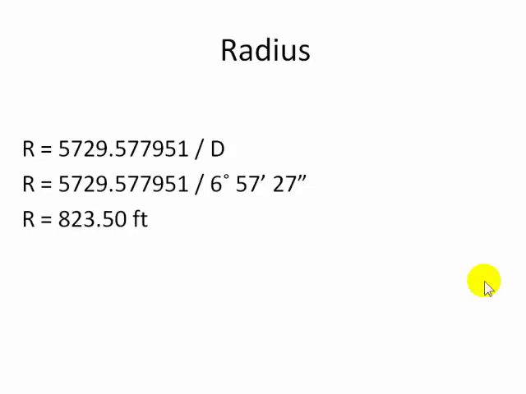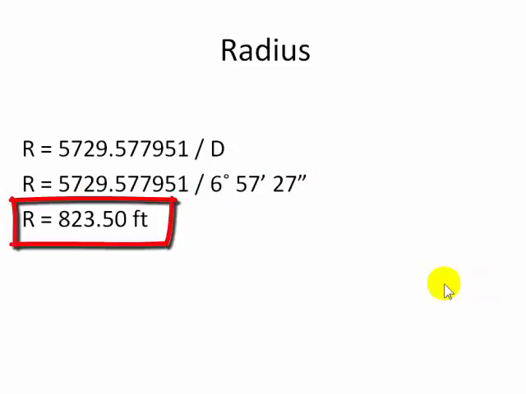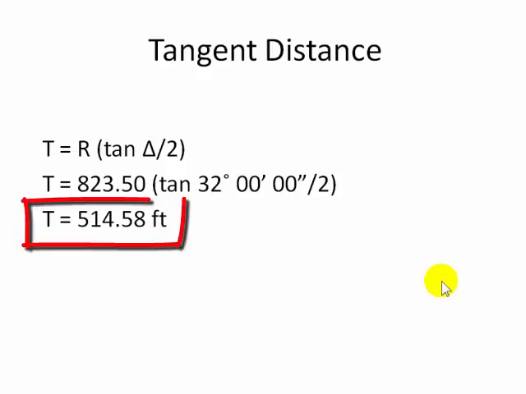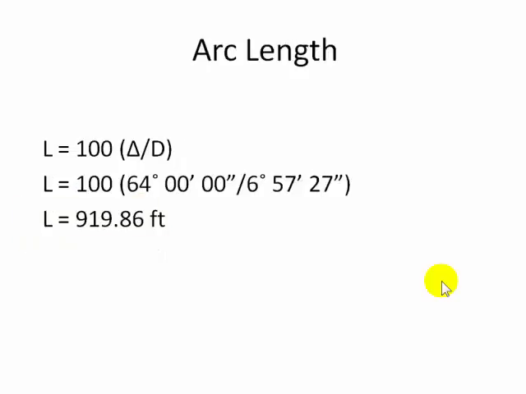And here you'll notice we can plug in the degree of curvature to this first equation and come out with the radius very directly, 823.50 feet. Tangent distance we get from the radius and the delta angle. We plug them in, and you'll see the tangent distance we get is 514.58 feet.